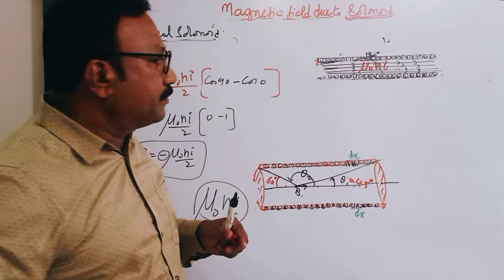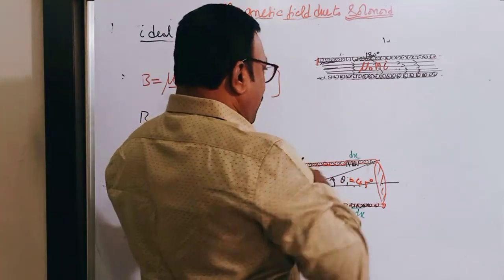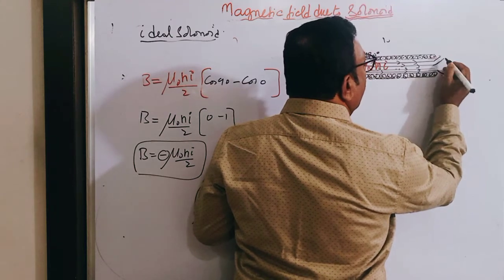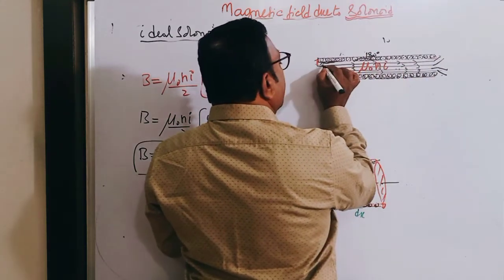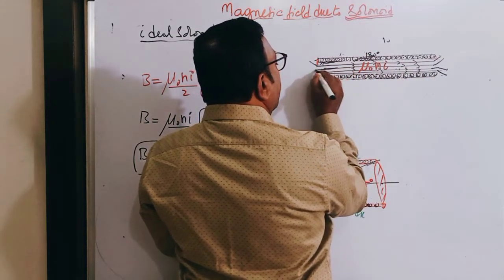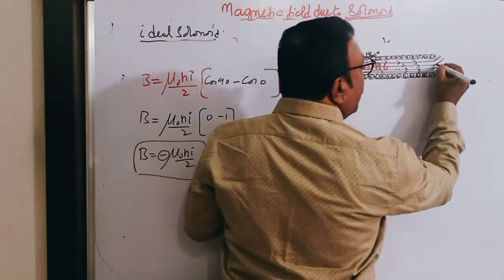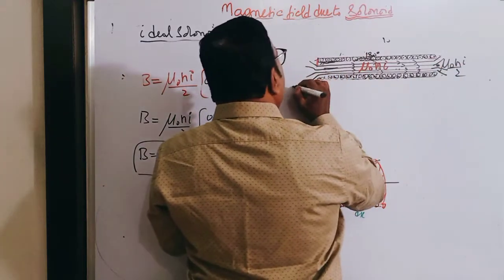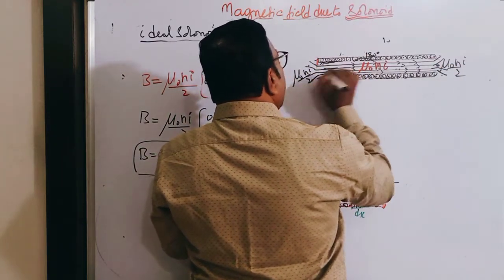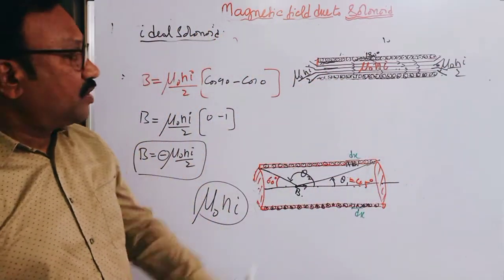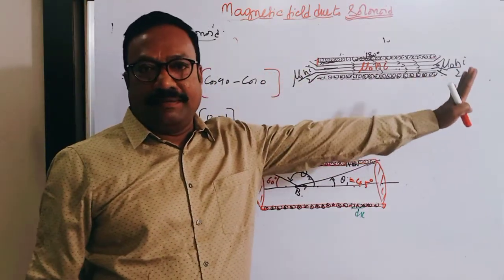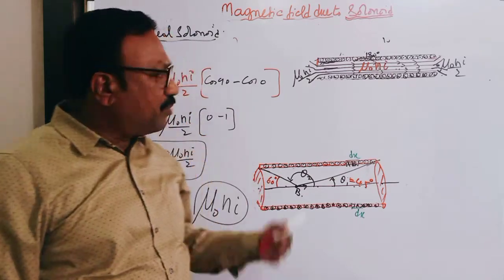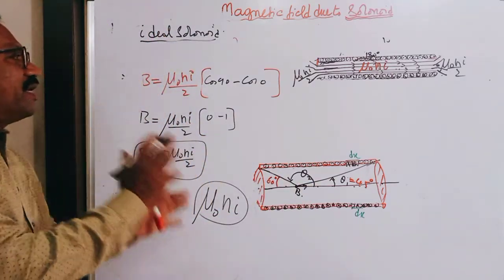Now when you come to the edges, the magnetic field will become like this, a little bit. So here at the edge it will be mu naught n i by 2, and here also it is mu naught n i by 2. So remember this clearly. You can directly apply these formulas if required in the problems. This is about the ideal solenoid.